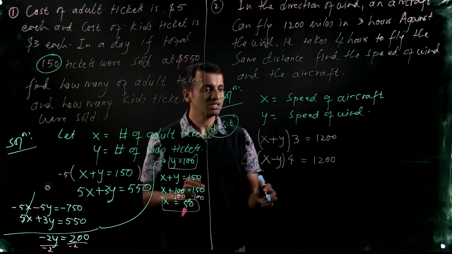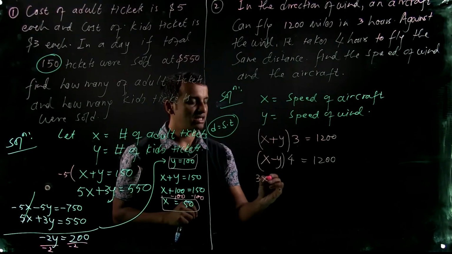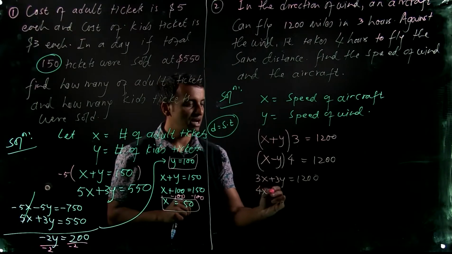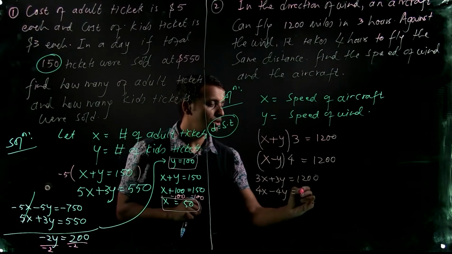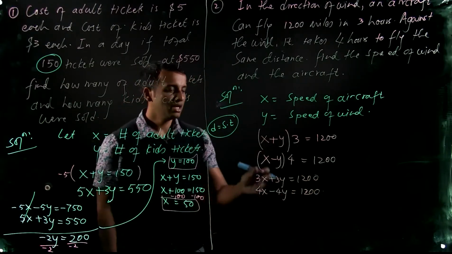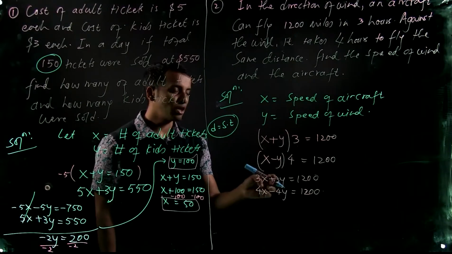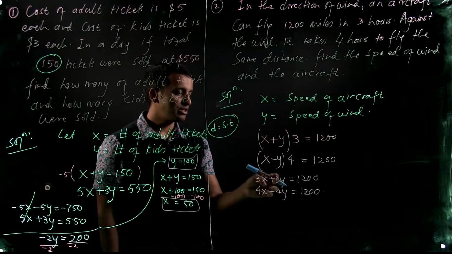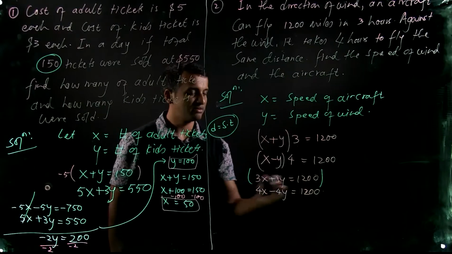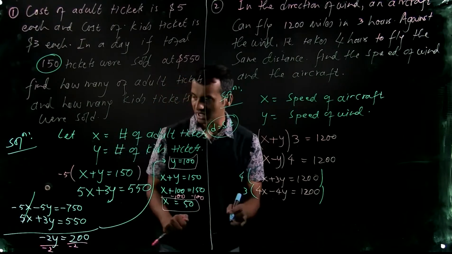So let me distribute this first. If you distribute, you get 3x plus 3y equals 1200, and this is 4x minus 4y equals 1200. Now if you want to use the elimination method, suppose I want to cancel y because there is a plus and a minus. So I need to make these two numbers the same. What should I do? Yes, you multiply the first equation by 4 and the second equation by 3. Let's see what you get.